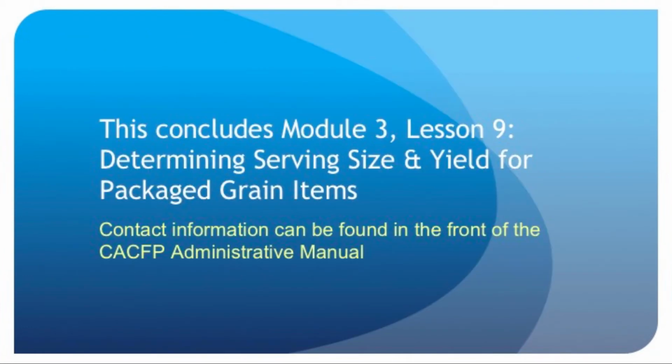This concludes Lesson 9 on how to determine the serving size and yield for packaged grain items. Continue to Lesson 10 that will provide a review of food production record requirements discussed throughout Module 3.